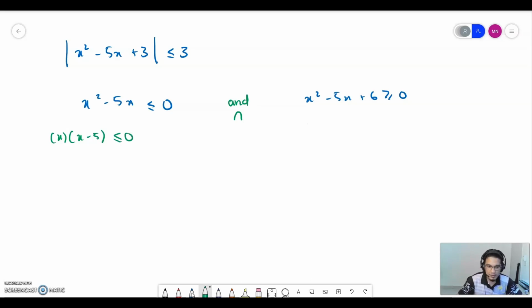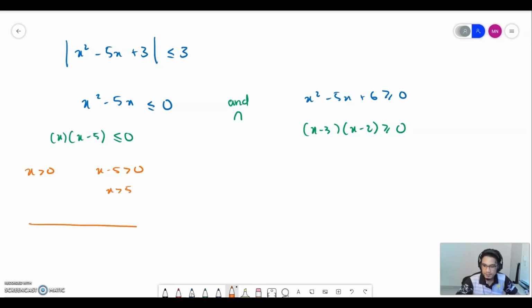And another one, we have (x − 3)(x − 2) ≥ 0. Okay, so now let's do the real number line method. We take x > 0, we take x − 5 > 0. So for this one, we have x > 5. So we have 0 and we have 5.